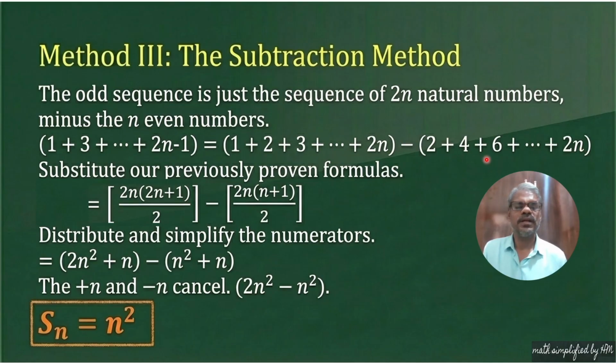Recall equation 2. We have 2n(n + 1)/2. Now distribute and simplify the numerators. We get 2n² + n - n² + n. Then the +n and -n cancel, and 2n² - n² gives n². So Sn = n².